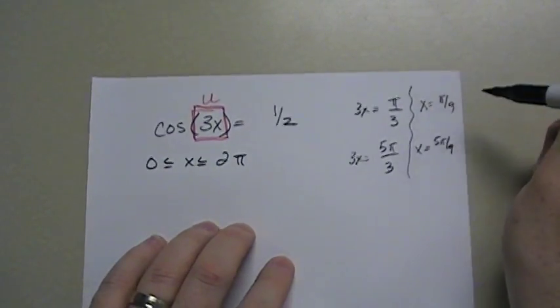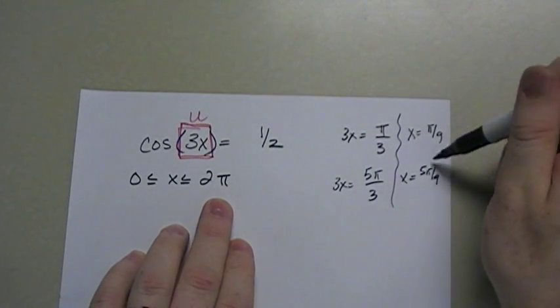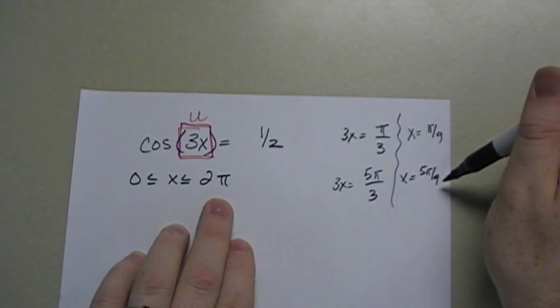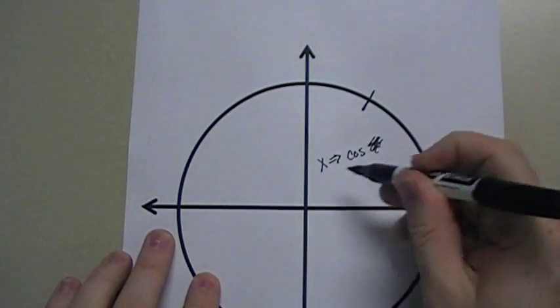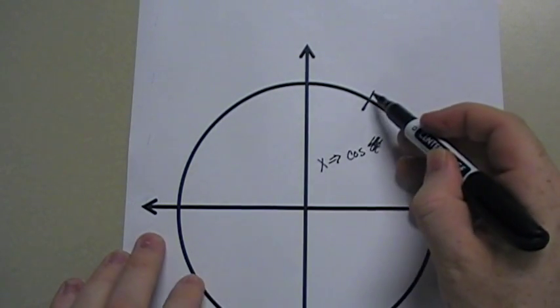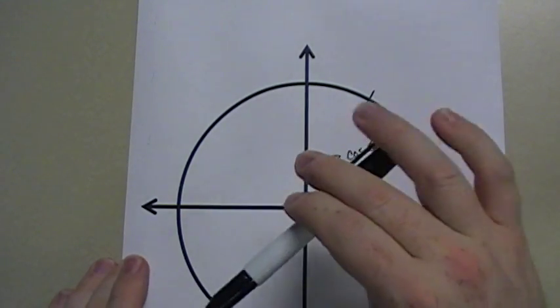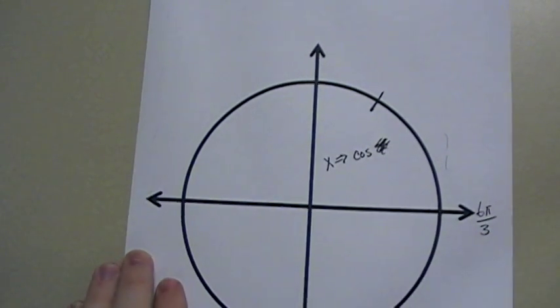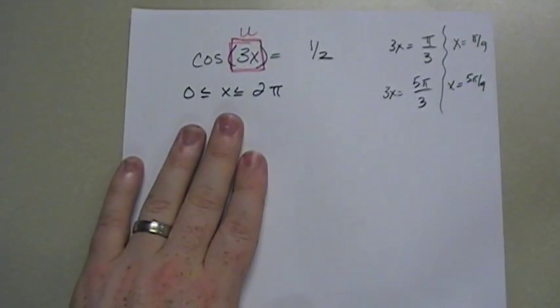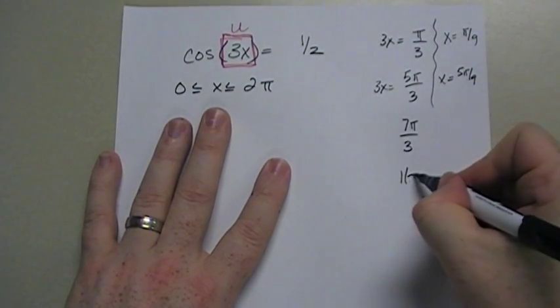The problem is pi over 9 and 5 pi over 9, and our domain is up to 2 pi. We haven't even gotten to 1 pi yet. You know, 9 pi over 9 would be 1 pi. We need to go around the circle again. So if this is 6 pi over 3, going around again, 7 pi over 3, 8 pi over 3, 9 pi over 3, 10 pi over 3, 11 pi over 3. So 7 pi over 3 and 11 pi over 3 also would give us an answer of 1/2.